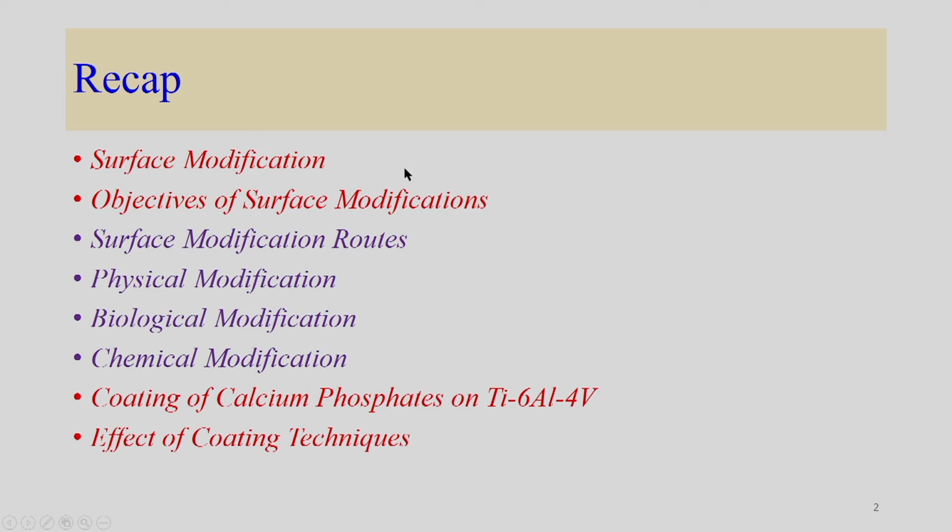So, we will quickly summarize the last module. In the last module, we discussed various surface modification. What is surface modification? What are the objectives to tune the different surface properties? Then we discussed the different surface modification routes, particularly the physical methods, biological methods and the chemical methods. And in the last lecture, we saw the application of one physical method, particularly RF sputtering and laser cladding. So, we discussed the coating of calcium phosphate on titanium surface using the physical method and its effect on its physical, chemical and biological properties.